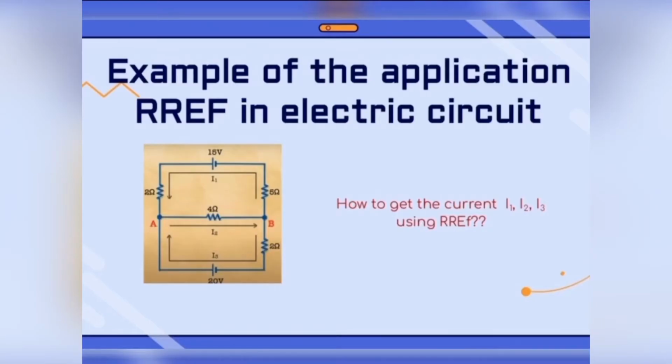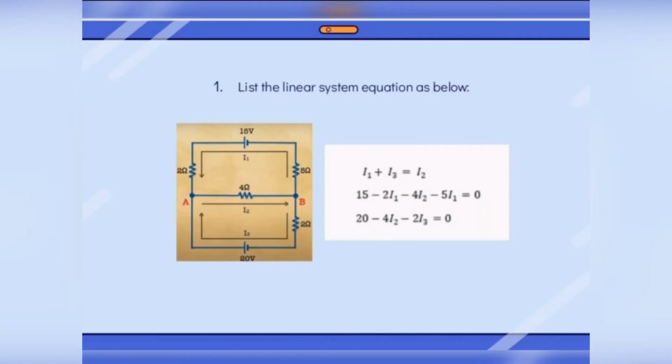The first example of the application of RREF in electric circuit is shown below. An electric circuit is shown in the diagram. The question is how to get the currents I1, I2 and I3 by using the RREF. The first step is, from the circuit, the series of linear system equations are extracted, which are I1 plus I3 equals I2, 15 minus 2I1 minus 4I2 minus 5I1 equals 0, 20 minus 4I2 minus 2I3 equals 0.